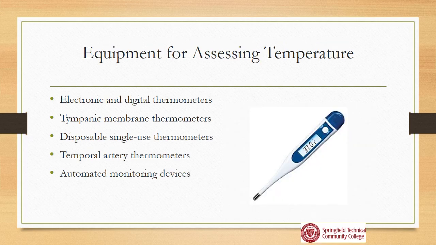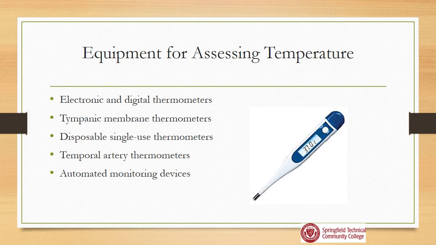We talked a little bit about equipment used for assessing temperature. Here we have an oral thermometer in the picture. It is a digital thermometer. There are tympanic thermometers that use the ear membrane. There are disposable single-use thermometers, temporal artery thermometers, and automated monitoring devices, such as those that may be found in a hospital unit.